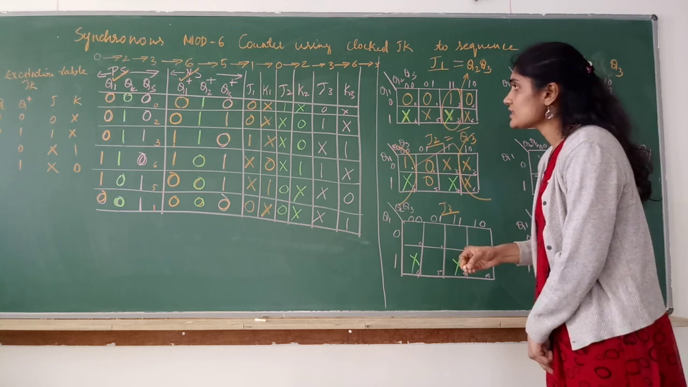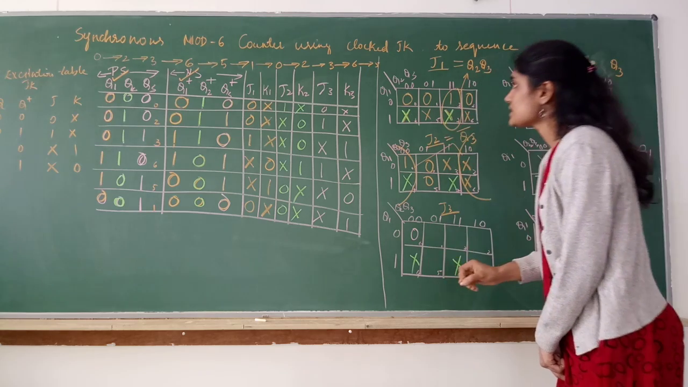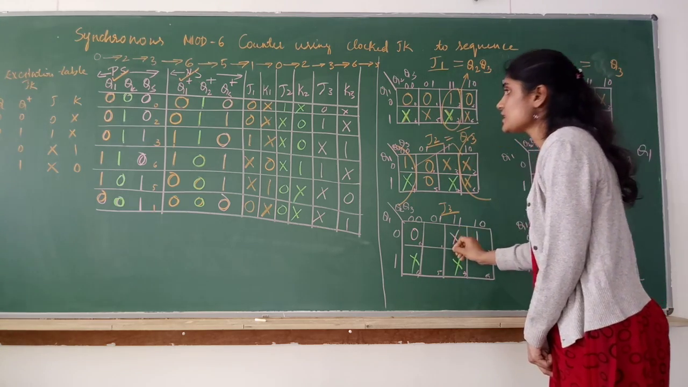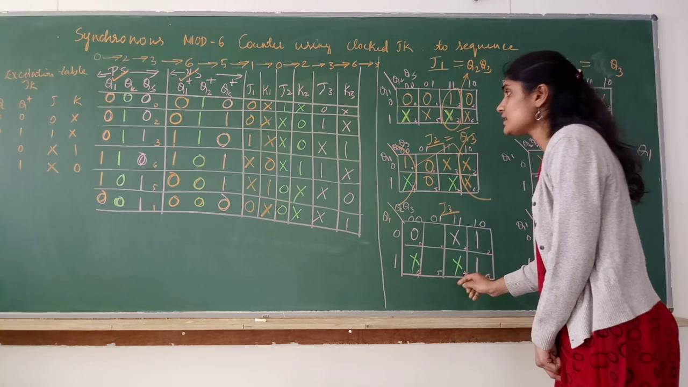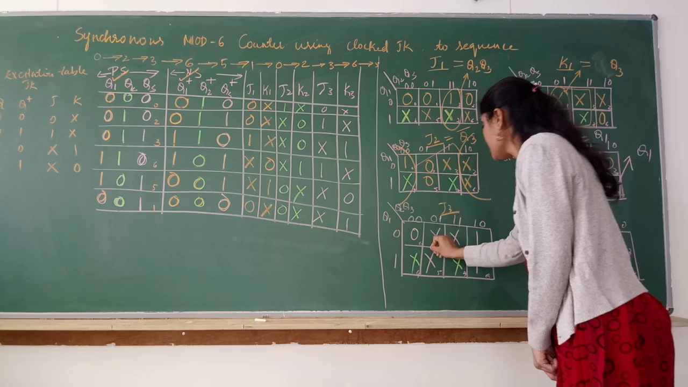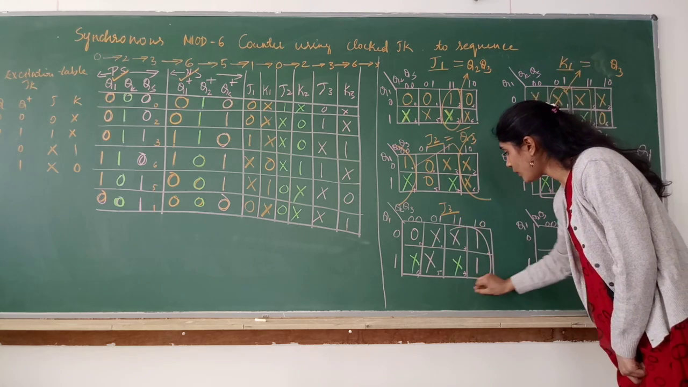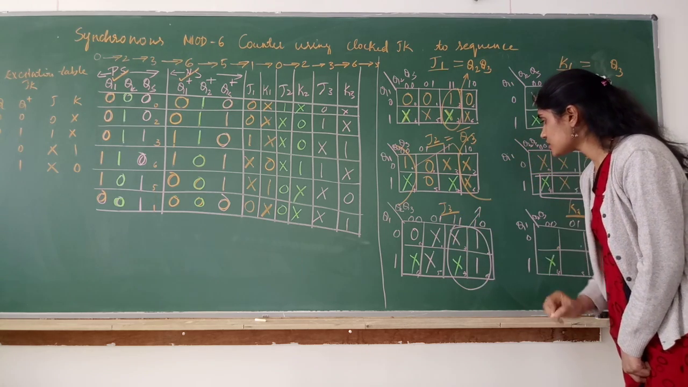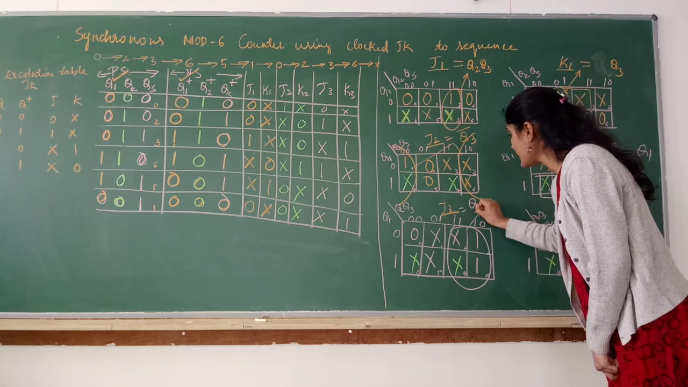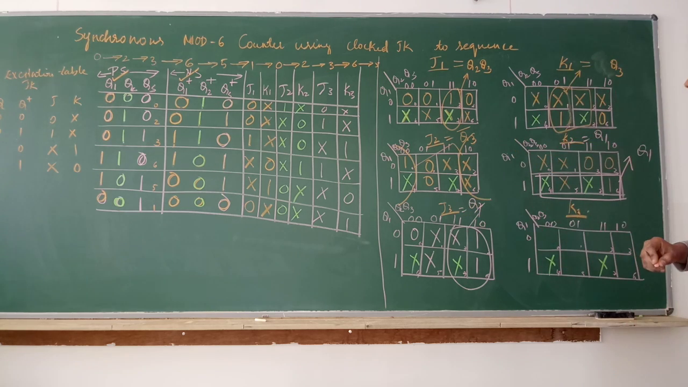Similarly J3: cell number 0 it is 0. Cell number 1, cell number 2 it is 1. Cell number 3 it is x. Cell number 6 it is 1. Cell number 5 it is x, cell number 1 it is x, right? So how will you group? Again you can form a quad group here. So what is the equation you get? You get it as Q2, correct? So you get the equation as Q2, right?